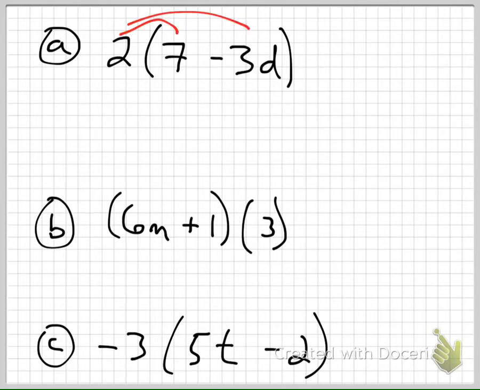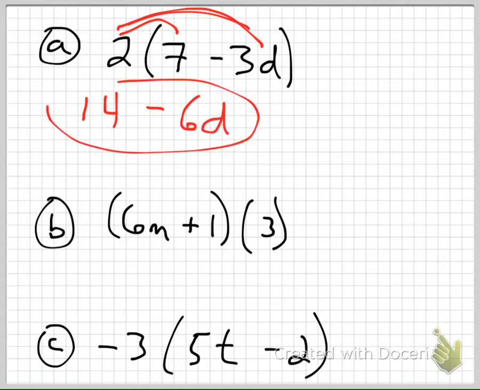Rainbow, rainbow. What's 2 times 7? 14. Okay. And then what is 2 times negative 3D? Negative 6D. There it is. How many of you got 14 minus 6D?